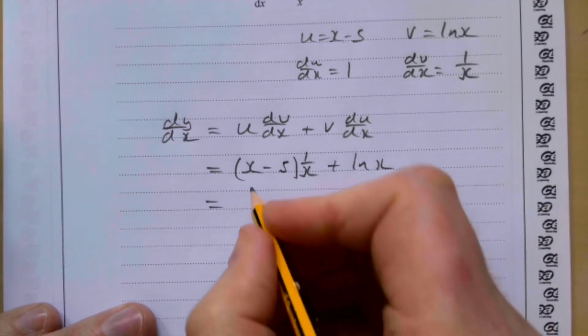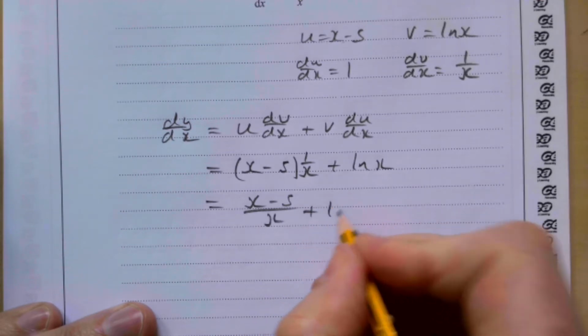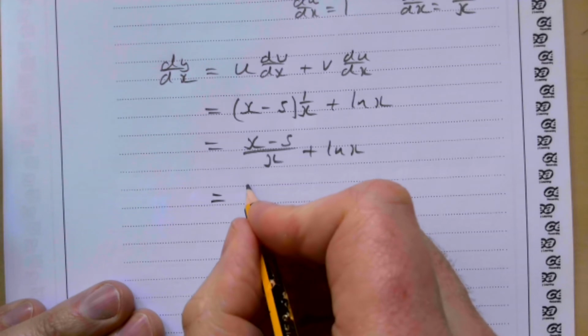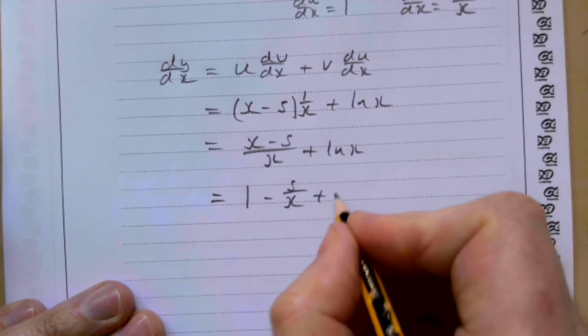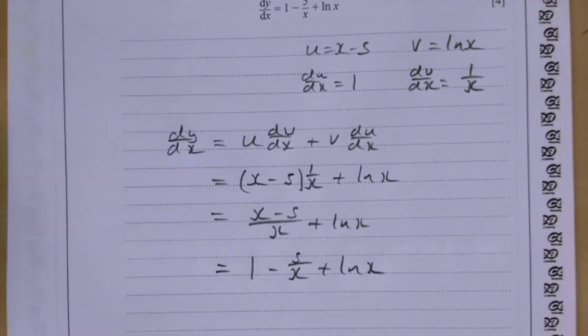You can write this a couple of different ways, really. x minus 5 over x plus ln x. That was a silly way to do it, really, but separating it out, you're going to get 1 minus 5 over x plus ln x, which is what's required.